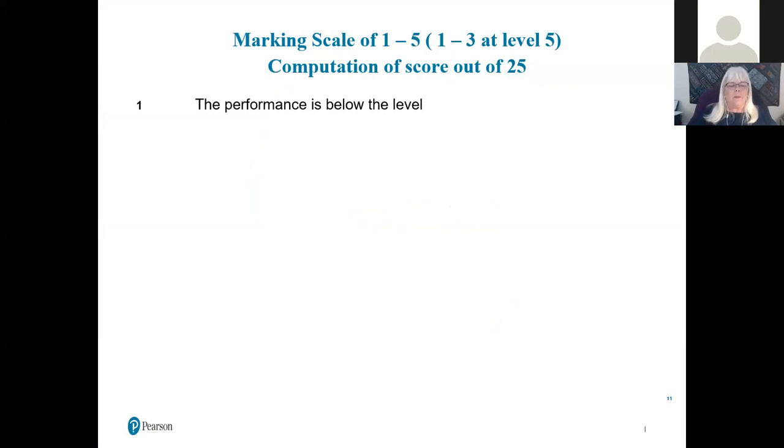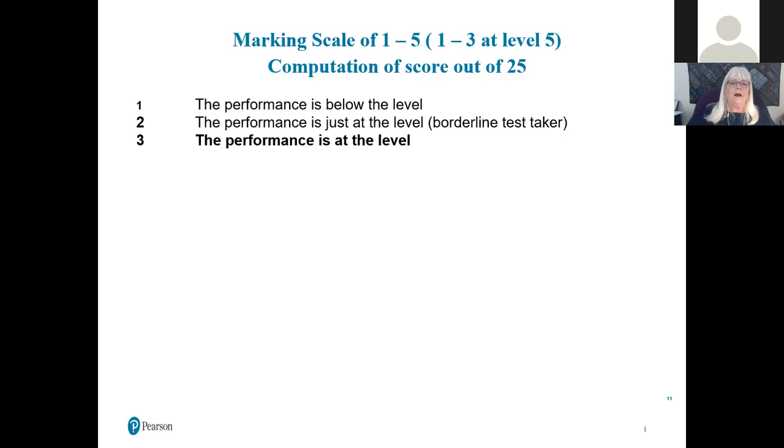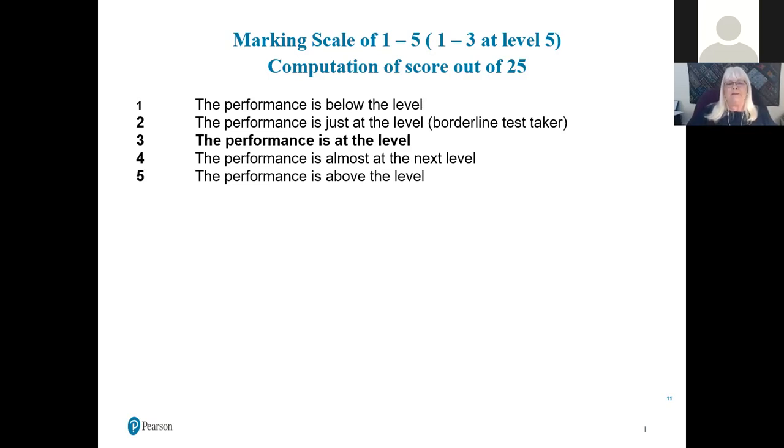So a mark of 1 means the performance is below the level that the test taker is being tested at. A mark of 2 means the performance is just at the level. They're kind of a borderline test taker. A mark of 3 means that the performance is at the level. A mark of 4 means the performance is almost at the next level. And a mark of 5 means the performance is above the level.